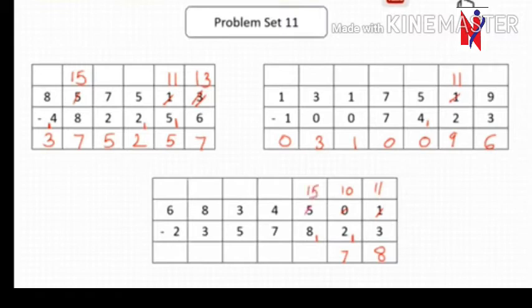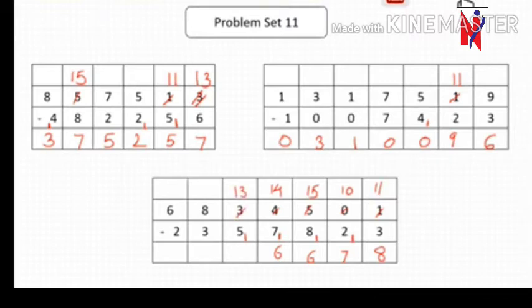5 will become 15 and 15 minus 9. 8 plus 1 is 9. So 15 minus 9 is 6. Same. 4 will become 14. 14 minus 8. 7 plus 1 is 8. So 14 minus 8 is 6. And that 1 you will carry it here.